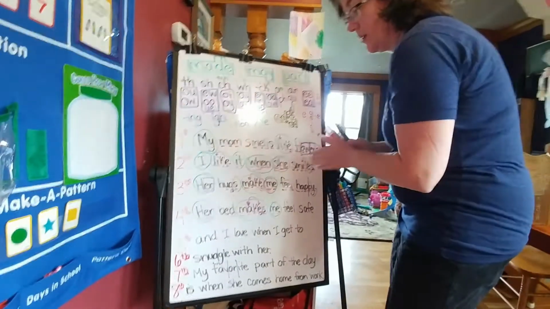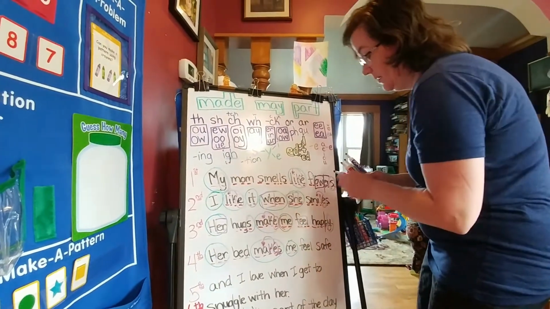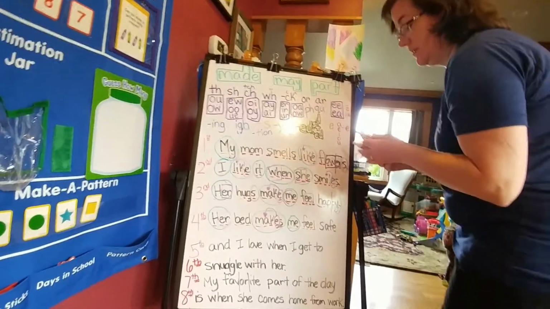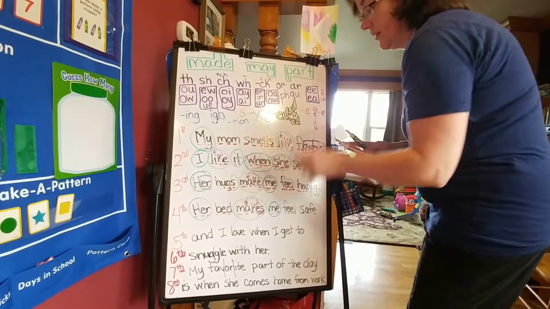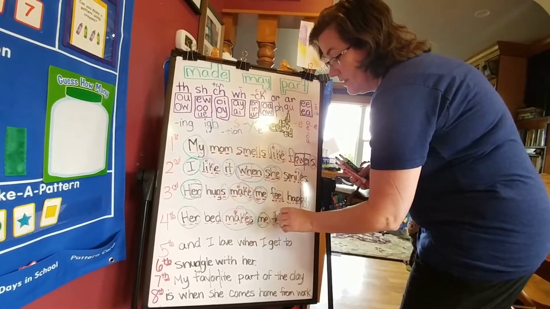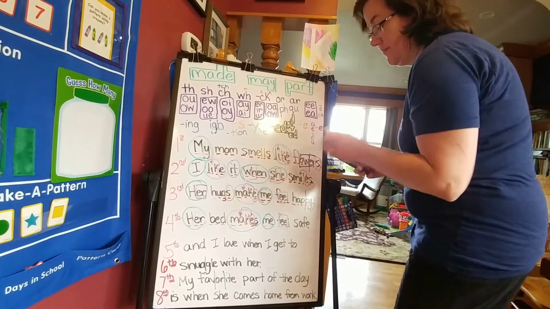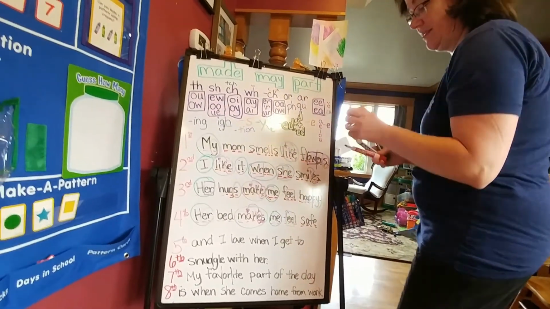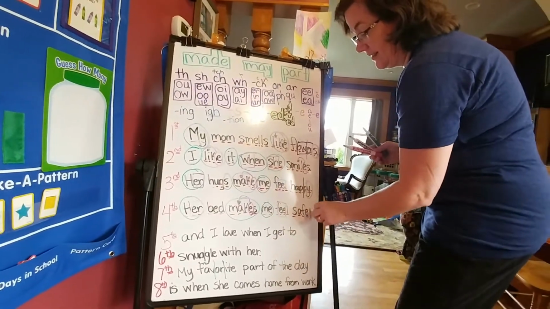M-E. See how he repeats? Me feel. Me feel. Feel. F-E-E-L, with our letter pair EE. And safe, S-A-F-E. What kind of E? You got it. That's silent E.